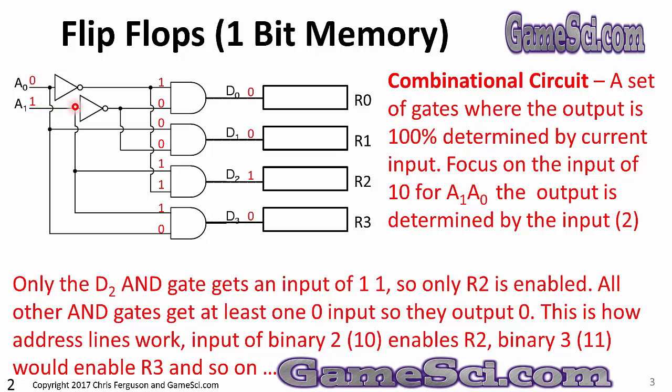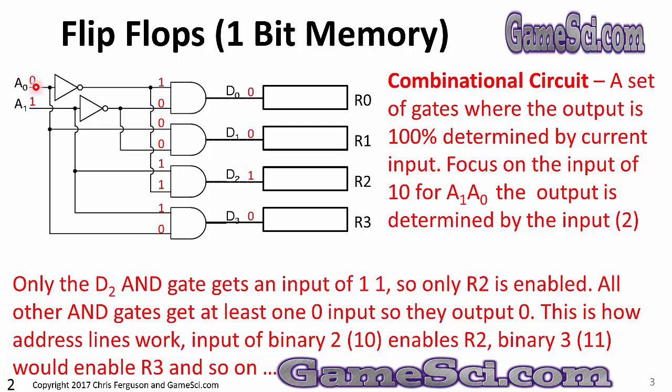With a 1 on this line, this tie-in will send a 1 to that AND gate. So only this AND gate gets two 1s as an input, which means it activates D2's line, which activates register 2. Only the D2 AND gate gets an input of two 1s, so only R2 is enabled. All other AND gates get at least one 0 input, so they output a 0. This is how address lines work. An input of binary 2, or 1, 0, enables R2. Binary 3, 1, 1, would enable register 3, and so on.